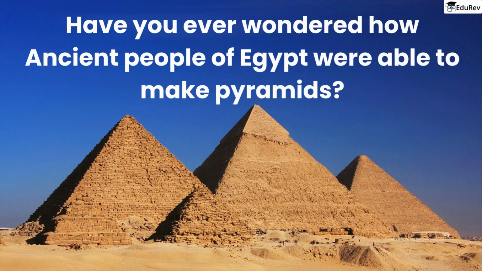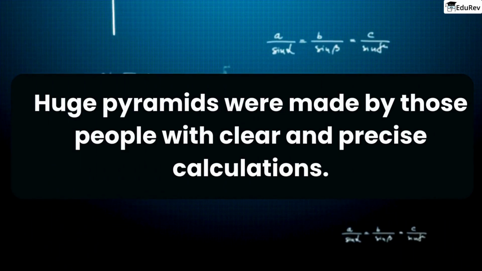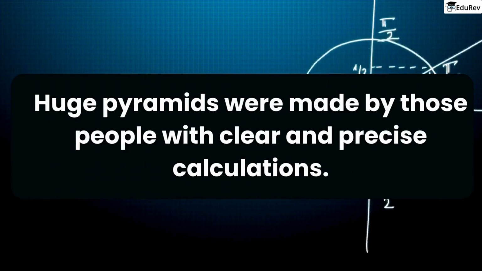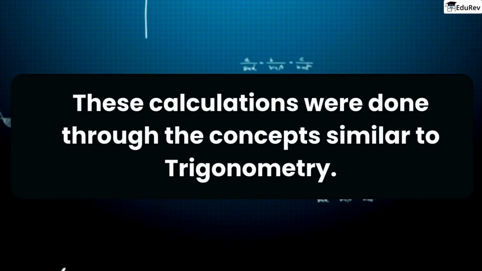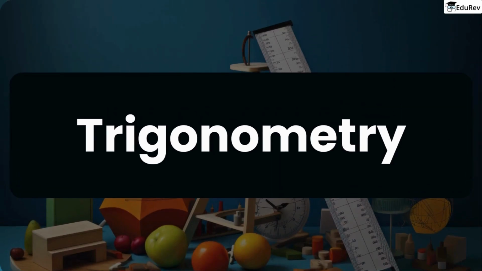Have you ever wondered how ancient people of Egypt were able to make pyramids? Huge pyramids were made by those people with clear and precise calculations. These calculations were done through concepts similar to trigonometry. But let us understand what exactly is trigonometry.